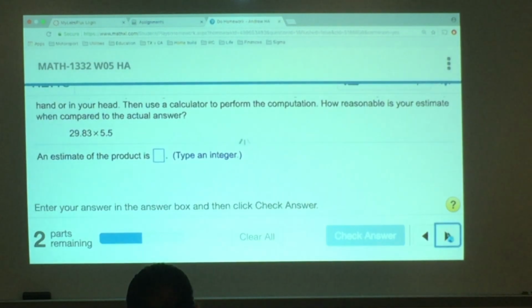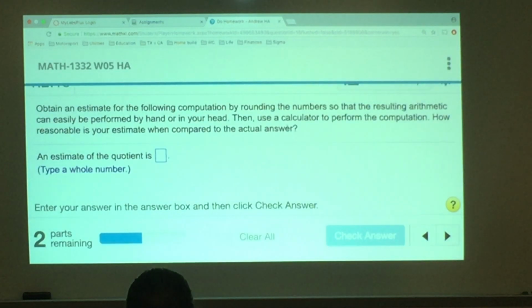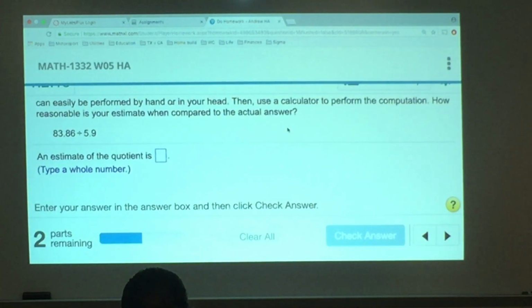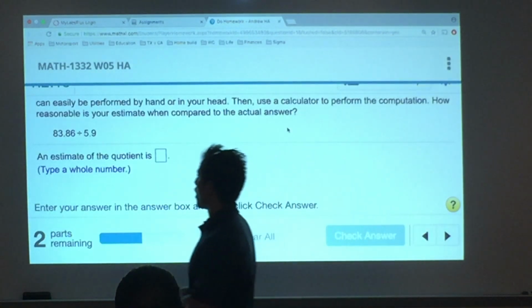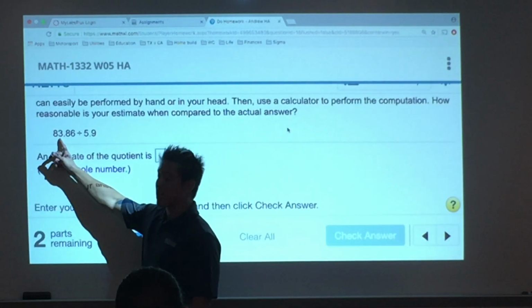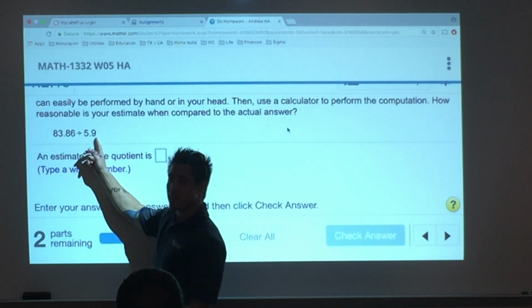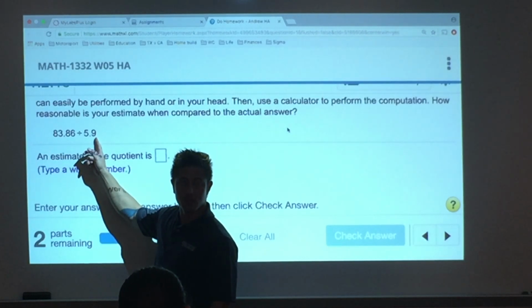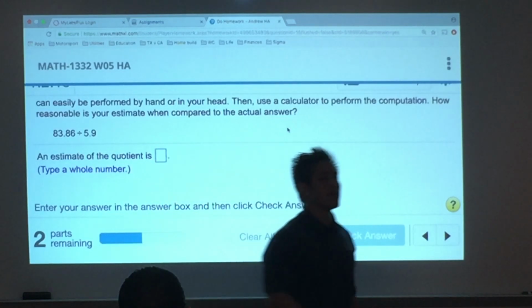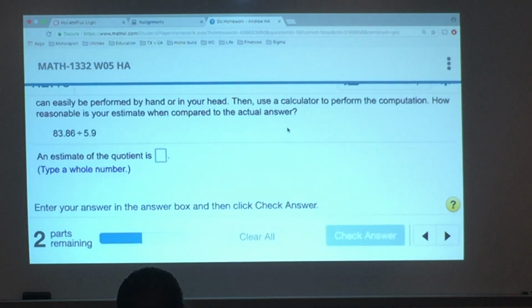Okay. Again, I'm just kind of rolling through these because a lot of this section is relatively easy. What's this? 83.86 divided by 5.9. I would say that's like 84. And 6. 84 divided by 6 is 14. So there's the estimate, and then you can put your calculator and get the actual.